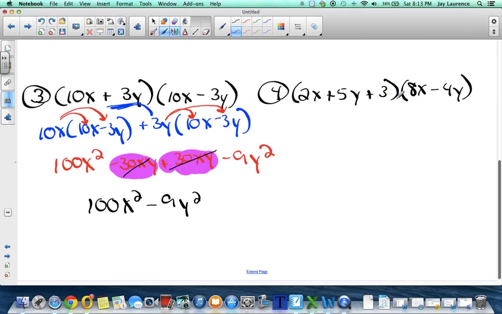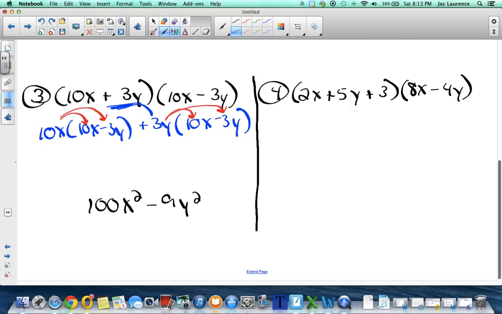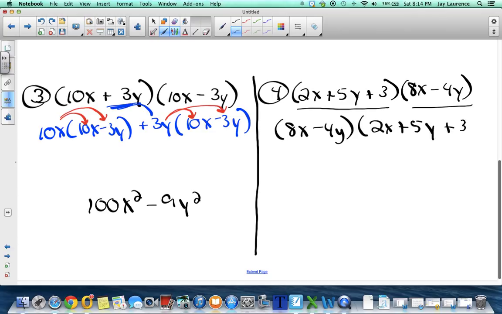Anyway, I've got this problem here, and I've got a choice. I can distribute the 2x, the 5y, and the 3, or I can be really smart here and know that multiplication involves the commutative property, right? And here is one of my factors, and here is the other. Using the commutative property, I'm going to rewrite it as 8x minus 4y, and is the quantity times the quantity of 2x plus 5y plus 3.